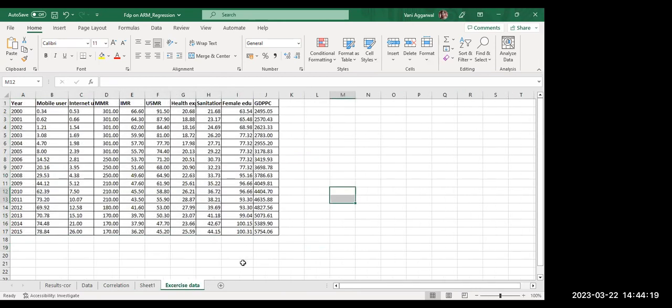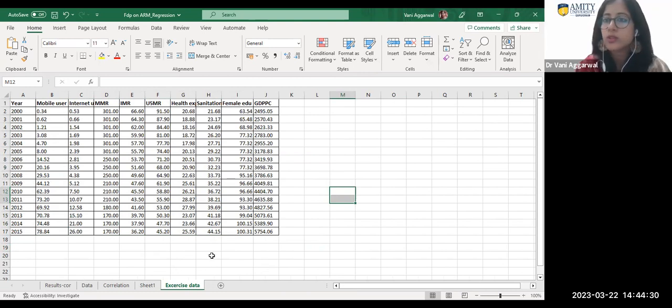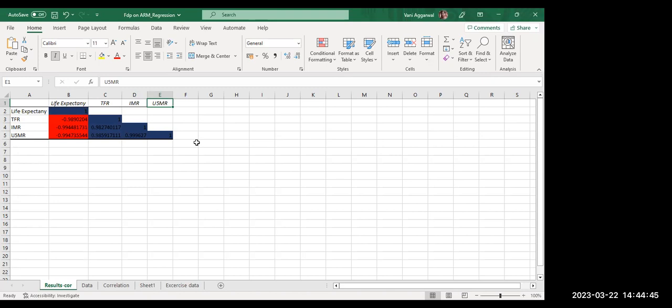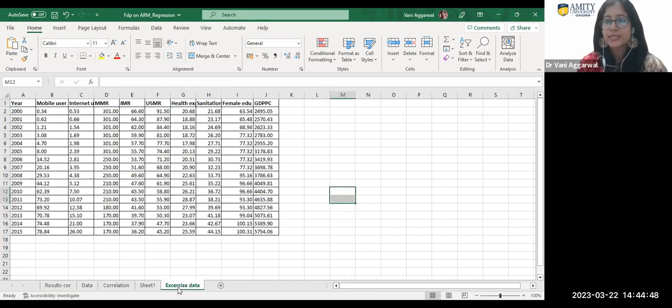Ma'am, while selecting the range, do we need to select from the first row or only the data points? You need to select from the labels, because obviously you want the names of these variables. So select from the label and tick Labels in First Row. There is this option under correlation. So tick on labels. All of you please work on this exercise data and create a correlation matrix with conditional formatting. Take 5 minutes and send me a screenshot. Then we'll go ahead.